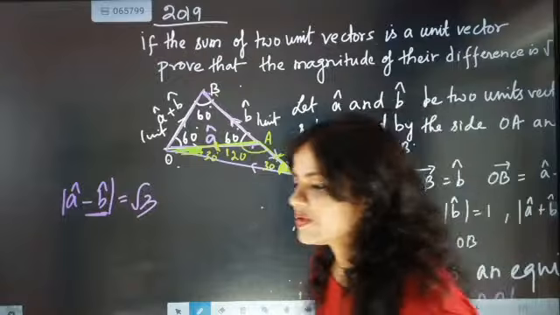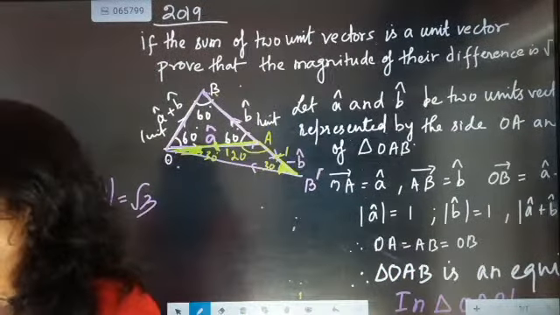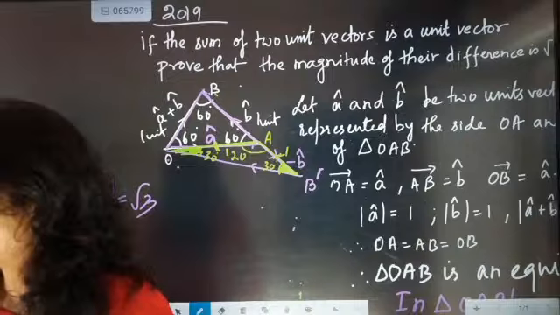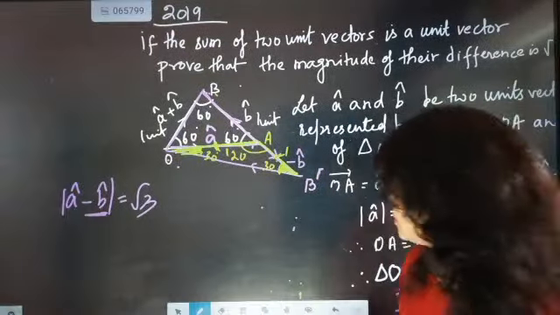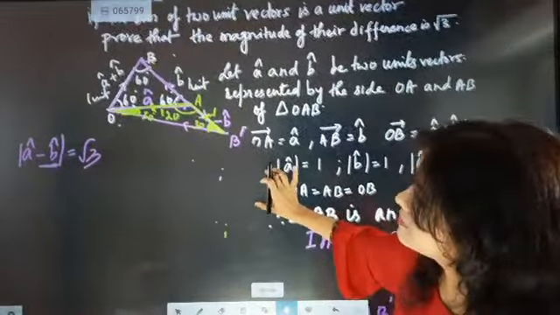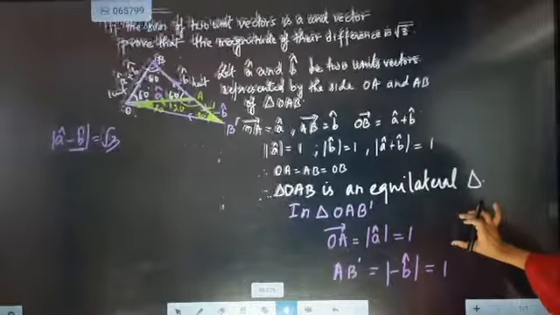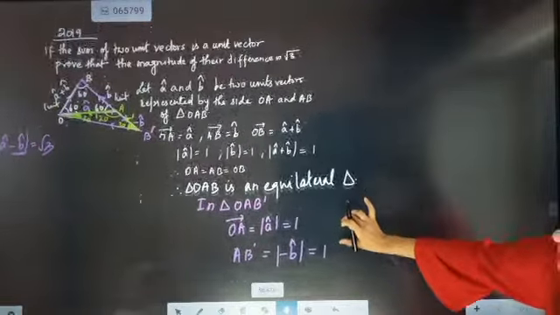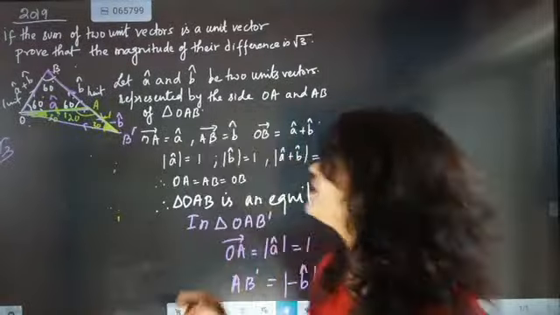Come on, quickly tell me. If this is coming as 120 degrees, the remaining angle will be coming as how many degrees? 30 degrees coming, yes or no? 30 degrees coming or not?